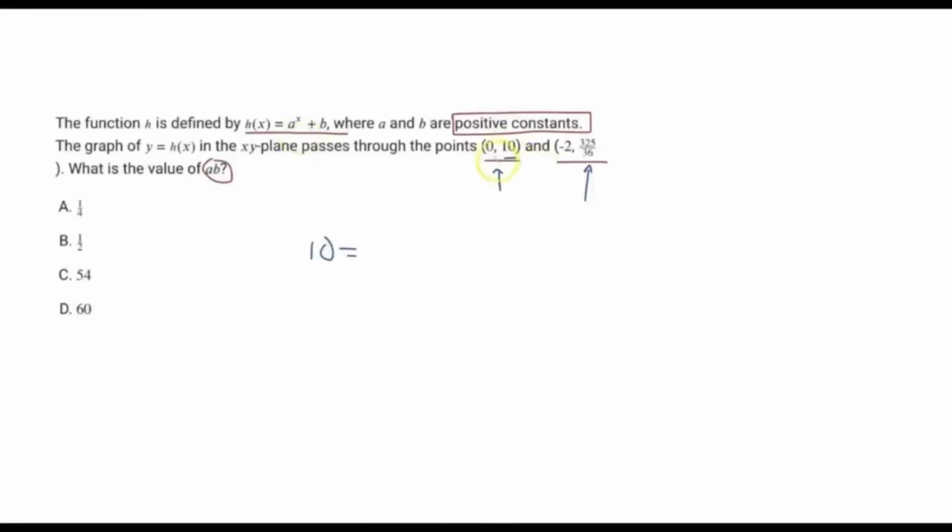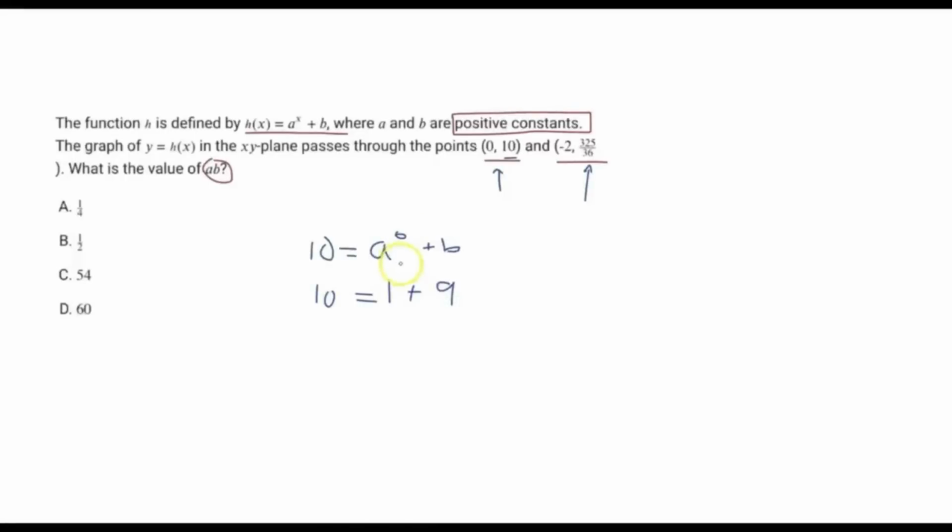So here it says that with the input of 0, so x equals 0, we're going to get an output of 10. Well, let's see. a to the power of 0 is going to give us 1. So here we have 1, so 10 equals 1 plus b. And so what added to 1 gives us 10? Well, that is going to give us a value of 9.